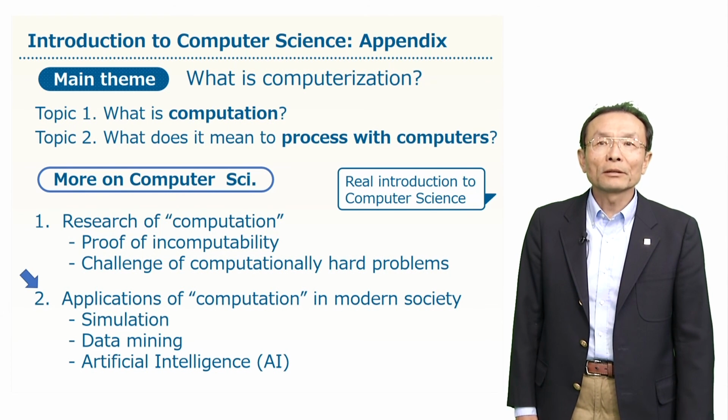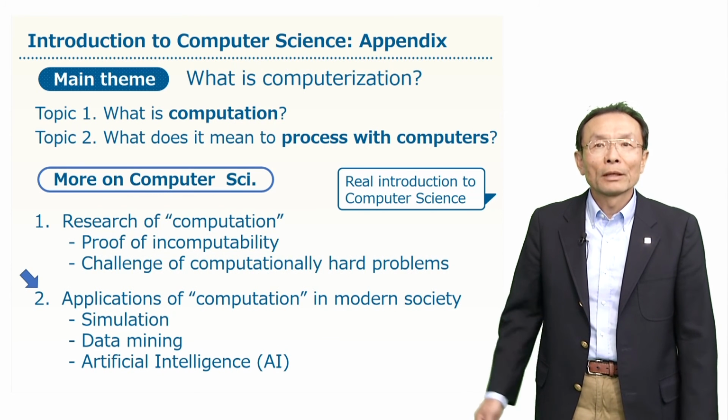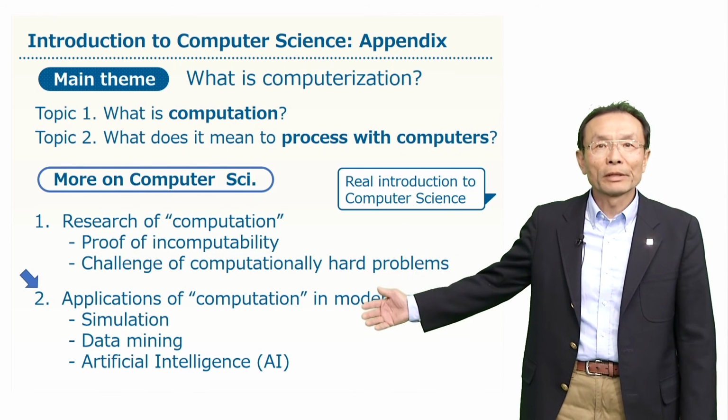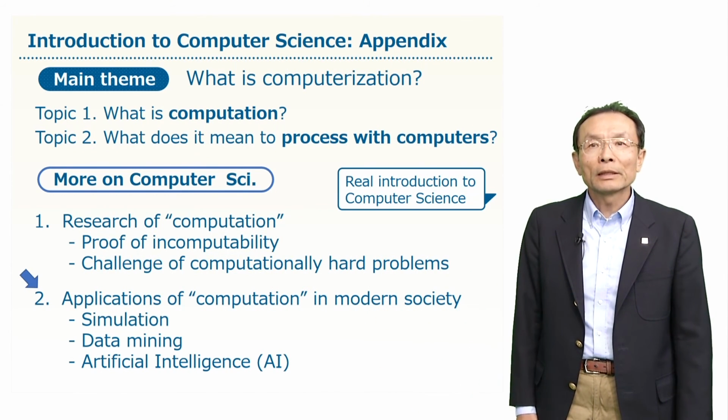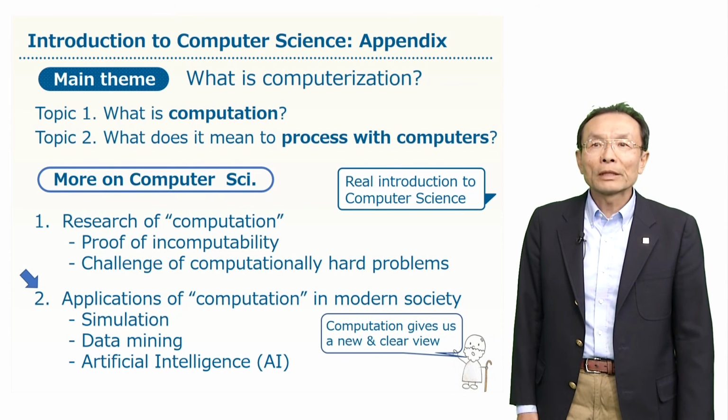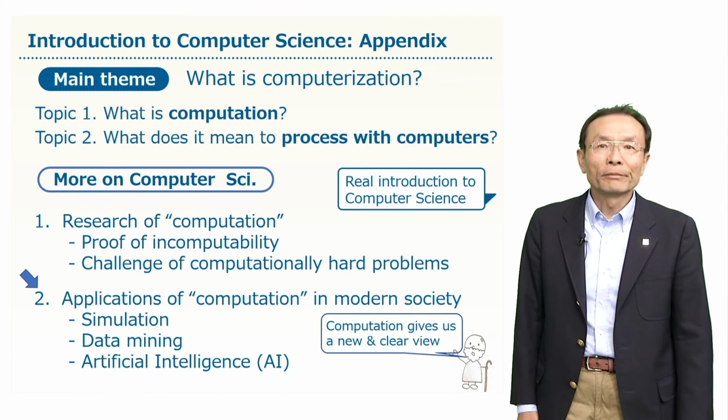Let us start the second lecture of the appendix. In this lecture, I will explain major stream of computer science, that is, research on applications of computation. There are three major application areas: simulation, data mining, and artificial intelligence. Let me explain these three application areas in this lecture. In these application areas, we can indeed see how computation gives us a new and clear view.